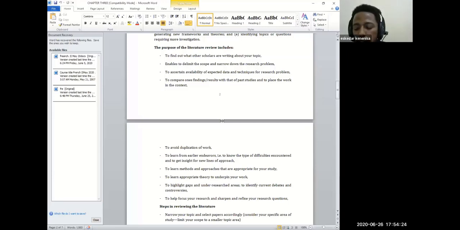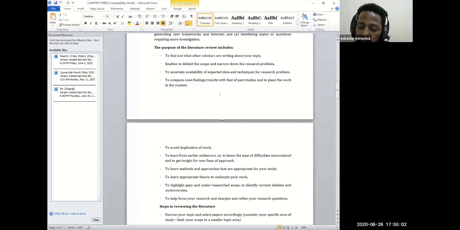In addition to that, it avoids duplication of work. If you do research on a topic that is already covered, that is already dealt with, there is no purpose. Yeah? Therefore, making a literature review helps you to avoid duplication of work. Therefore, your research will have a purpose. It will have a value. If it is repeated, this is worthless. Yeah?